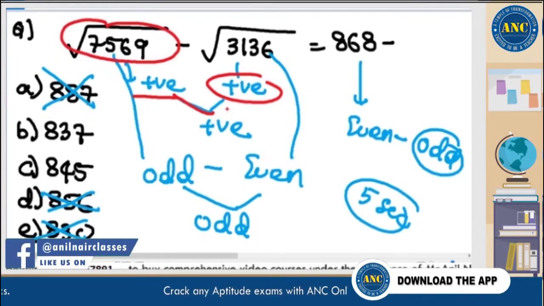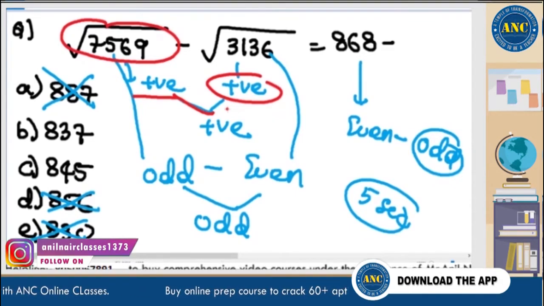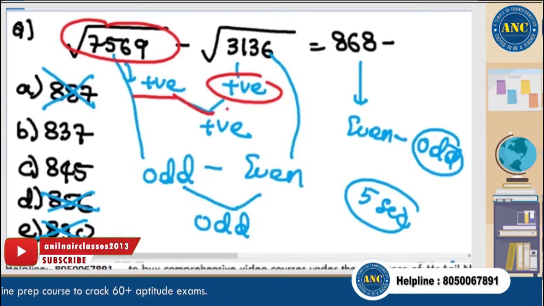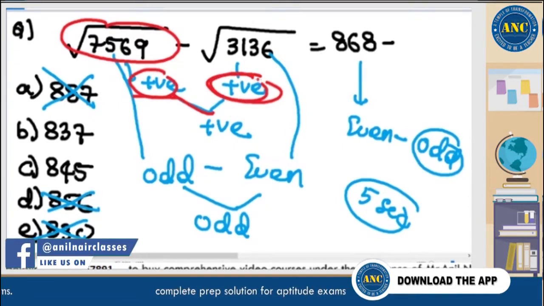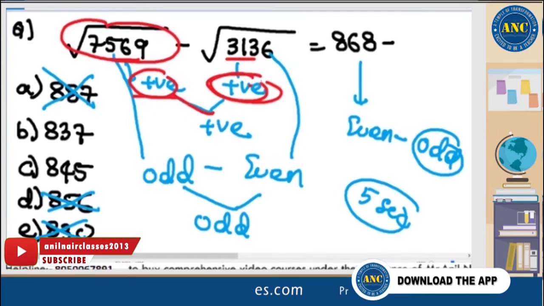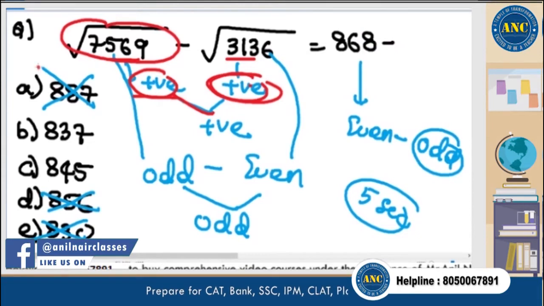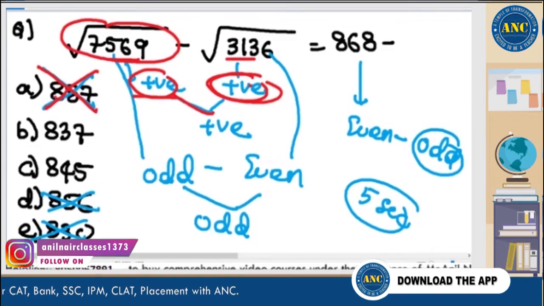It is not about the answers. Because you are listening to my class for the first time, we do not go forward with the answers. We discuss the concept in every question. Square root of 7569 minus square root of 3136. This is positive, this is positive, right? Positive minus positive is positive. 868 minus 887 is negative. This is incorrect. Listen carefully why each and every option is incorrect.